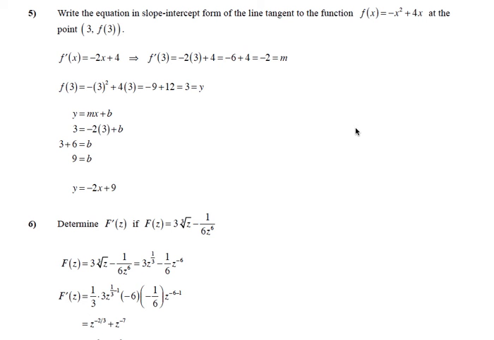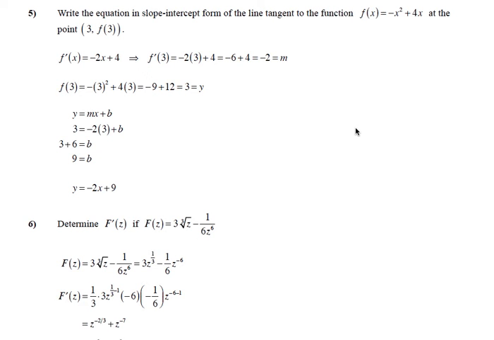Video ended with question 4, so this one picks up with question 5. We're asked to write the equation in slope-intercept form of the line tangent to the function negative x squared plus 4x at the point 3, f of 3. So to do this, we're going to need the slope and the y-intercept.